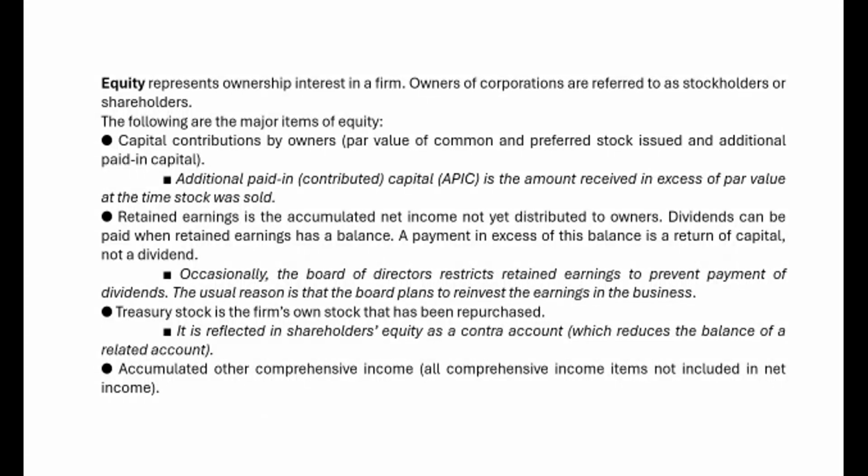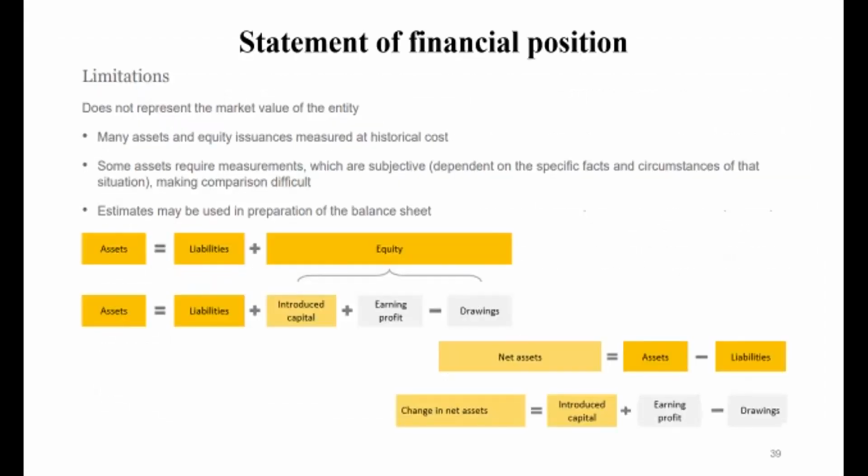earnings in the business. Treasury stock is the firm's own stock that has been repurchased. It is reflected in shareholders' equity as a contra account, which reduces the balance of the related account. Accumulated other comprehensive income comprises comprehensive income items not included in net income.